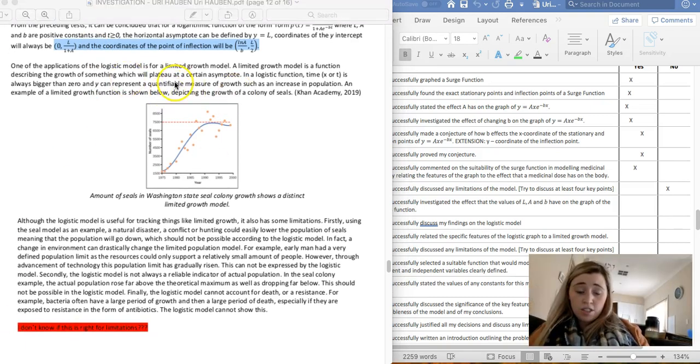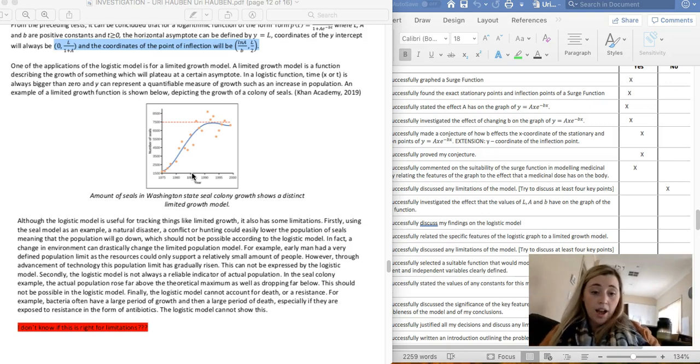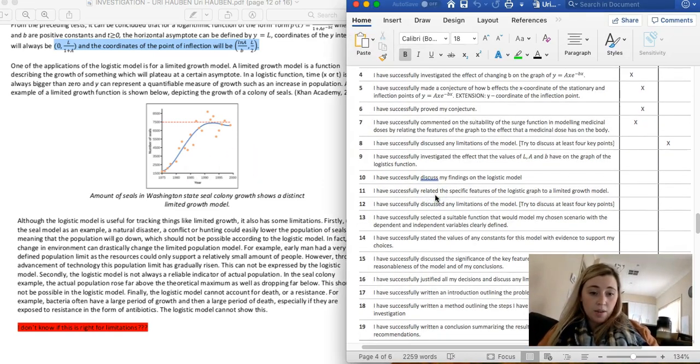I think both your discussion of the limited growth model and your limitations are quite good. I think your limitations, you've got plenty there, which is awesome. Your logistic model with your limited growth function, I think you could discuss a little bit more. I know you've got your one example here of the seals, but if you could discuss a little bit more, that would be good, but you don't necessarily have to. Just saying that if you do come up with some stuff, that might be good. Here, let's see how we're going.